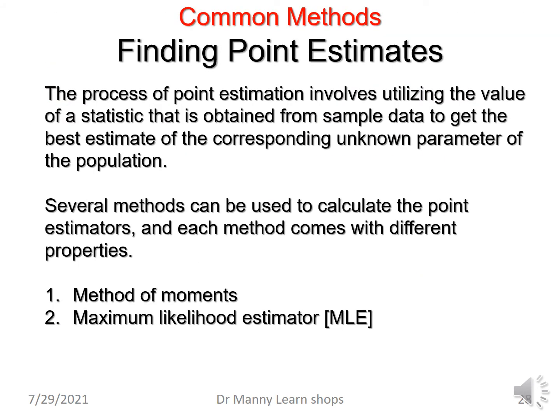So common methods for finding point estimates are as follows. Finding point estimates, this is the process of point estimation, which involves utilising a value of a statistic that's obtained from sample data to get the best estimate. Several methods can be used to calculate point estimates, such as method of moments or maximum likelihood estimators, MLE.